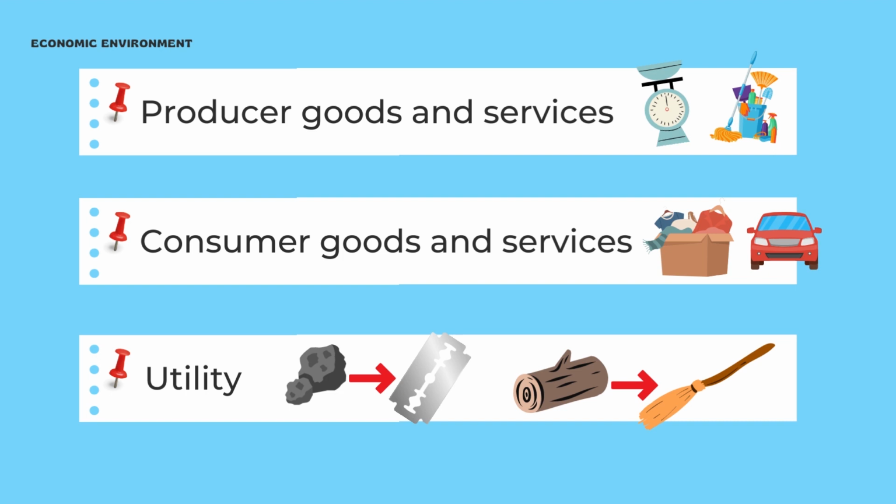Next, we have the utility. It is the power to satisfy human wants and needs. It is mostly measured in terms of value, expressed in some medium of exchange as the price that must be paid to obtain the particular item. Engineering economy focuses on increasing the utility value of materials or products. An example is iron ore being processed to become razor blades, or wood being processed to become broom.